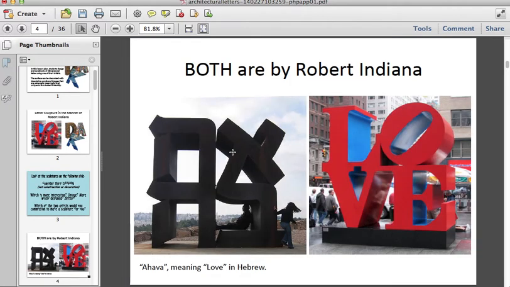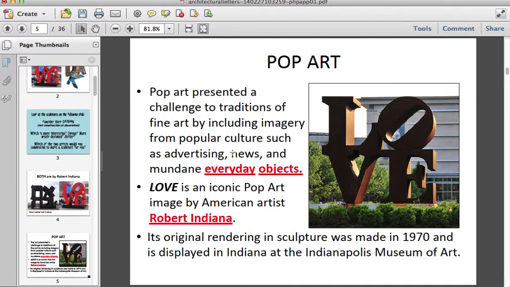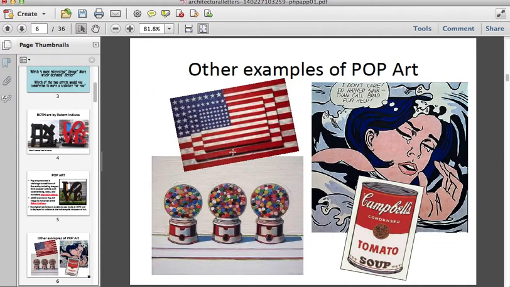Both of these sculptures were created by Robert Indiana. One is in Hebrew and the other one is in English. The style of art utilized by Robert Indiana is pop art. This is art that takes its cues from pop culture, as in things that are found in the world of advertising, the news, or mundane everyday objects. These are some examples of pop art, including the Campbell soup can that was created by Andy Warhol.